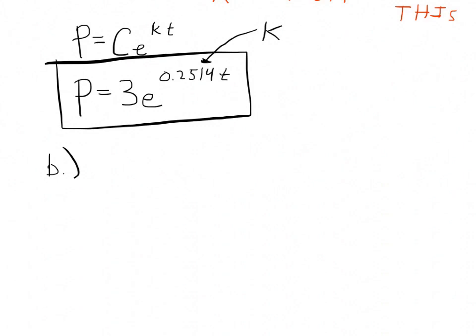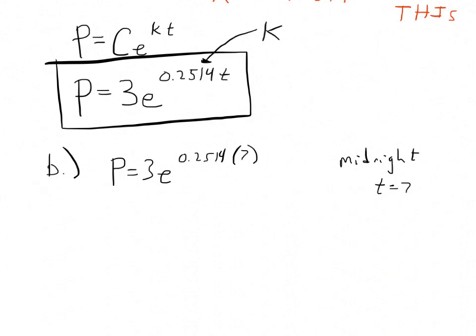Part B, I wanted to know what the population was at time 7, right? So I just take this model, P equals 3e to the 0.2514, and I plug in, actually, I'm sorry. The problem had asked, what is the population at midnight? Midnight is 7 hours after 5 p.m., so this is going to be when time is 7. So I'm going to plug in 7 here. And this is really easy. Just throw all that at your calculator, and you'll find out that the population is 17.43.